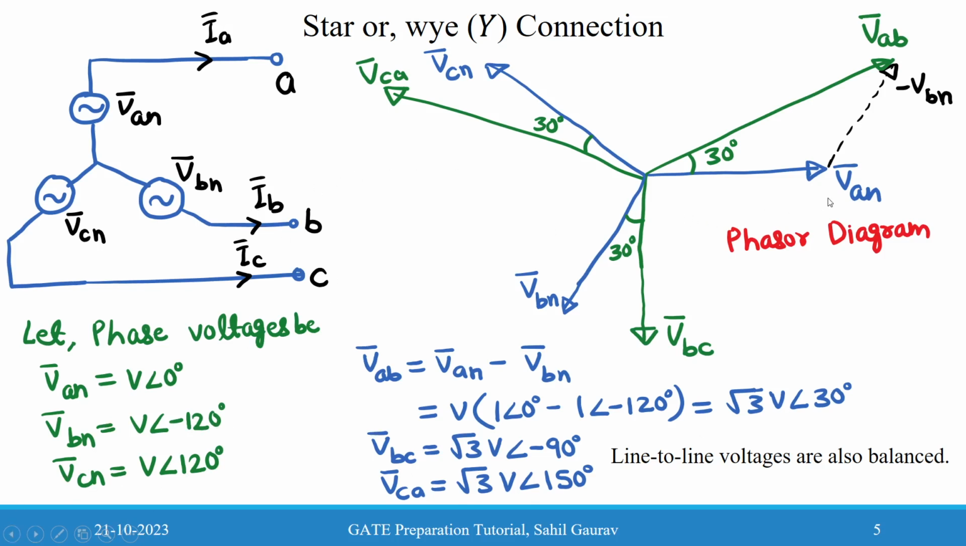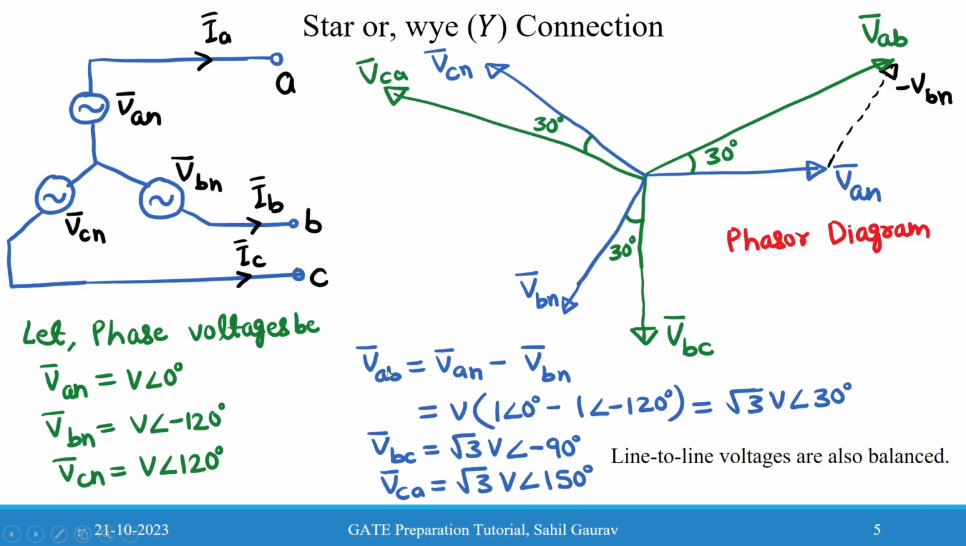Now we will make the phasor diagram for this star connection system. Let us first draw the phase voltages that we have assumed for the balanced system. VAN is V at the angle of 0, and it is represented like this, VBN will be this and VCN will be this.